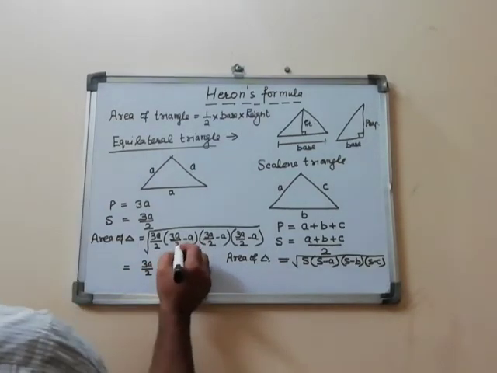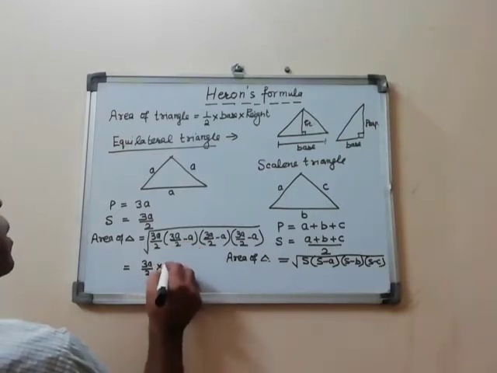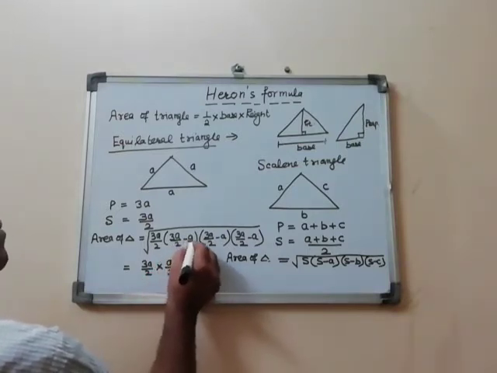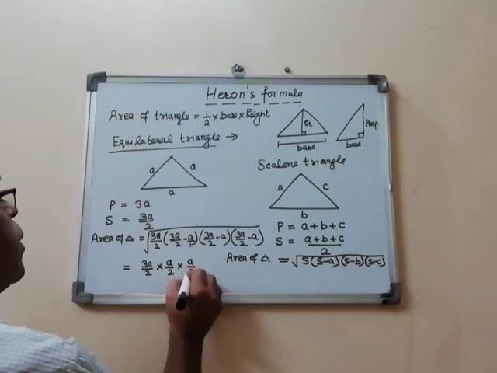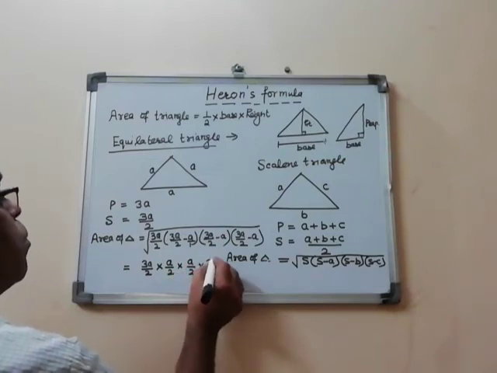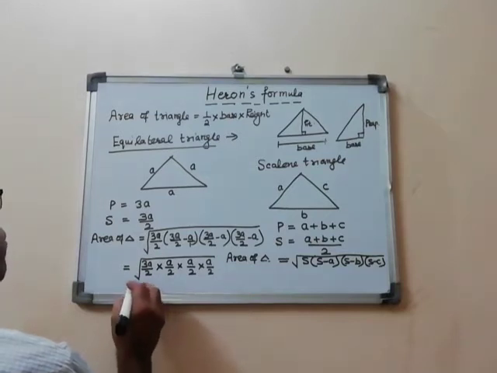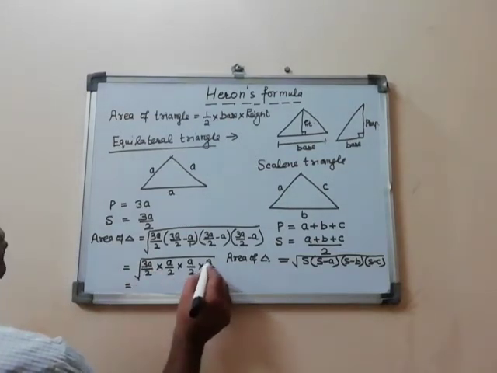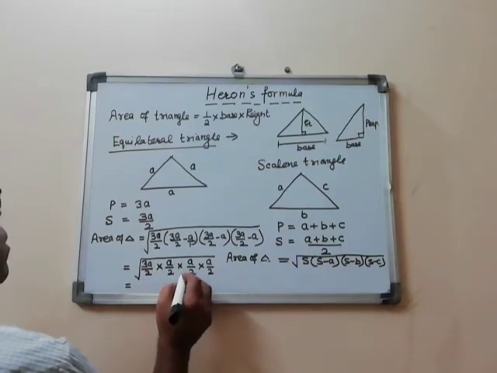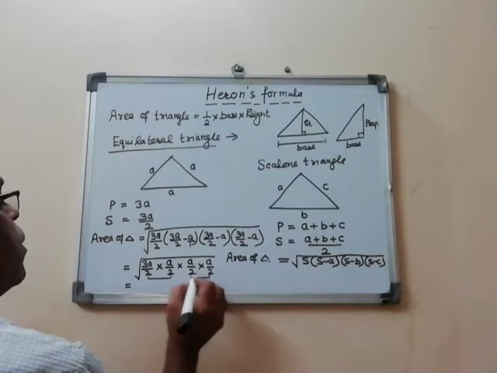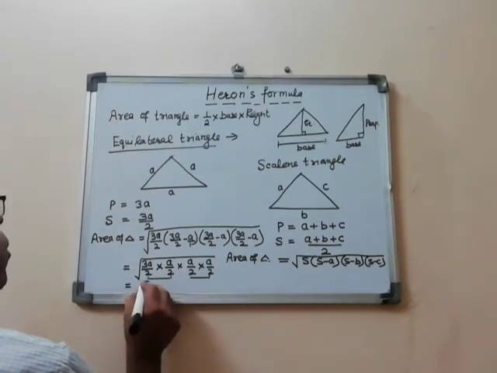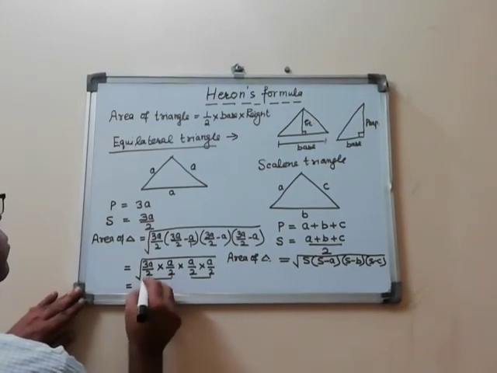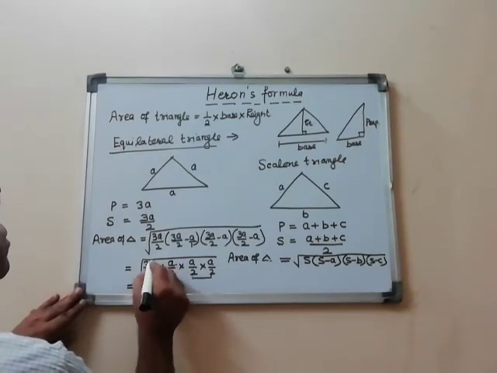and this will become a by 2 if you take 2 as LCM. 3a minus 2a by 2 is a by 2. This is also a by 2. This is also a by 2. Okay. So you can see that if you do prime factorization, 1, 2, 1, 3a means the root 3 upon 4, a 4 times.